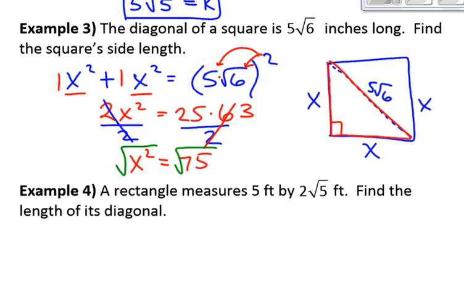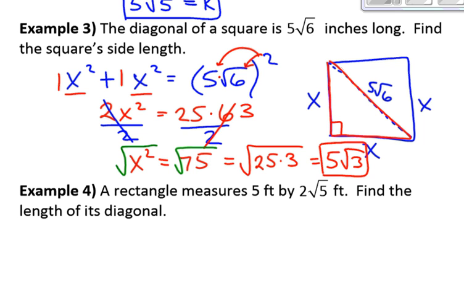Again, 75 is not a perfect square. So what is the perfect square that goes into 75? 25. So 25 times 3. We're actually just undoing that. And then the square root of 25 becomes 5, square root of 3. So that is the side length of my square.